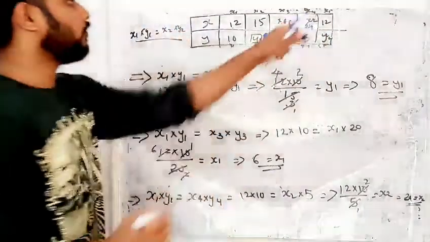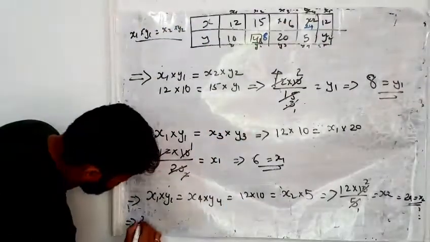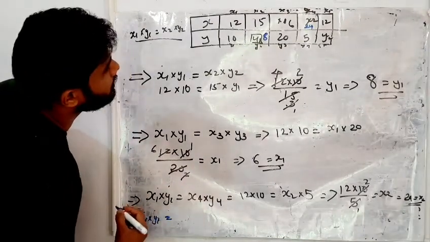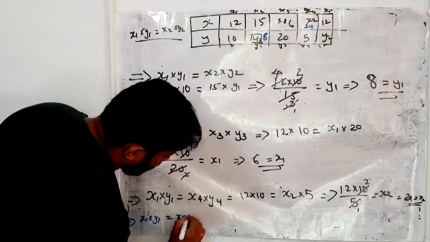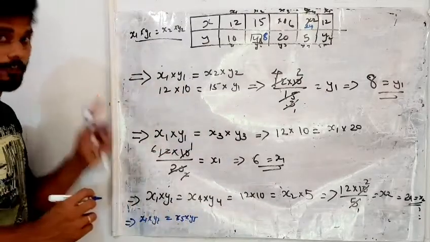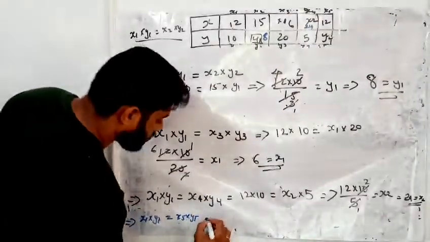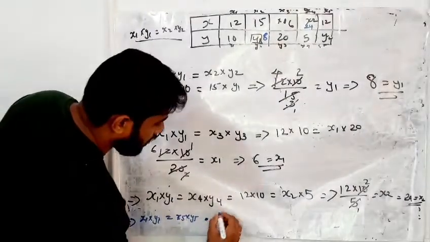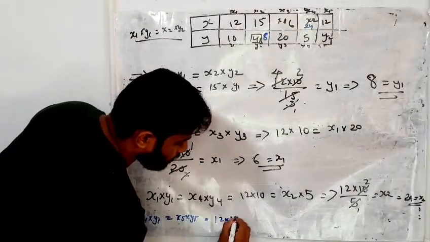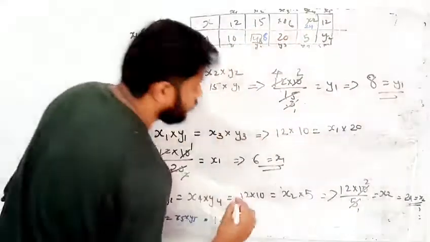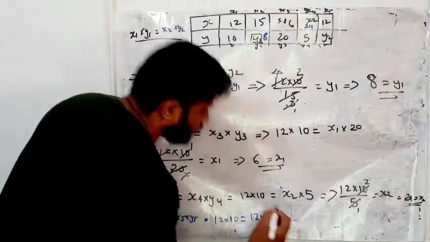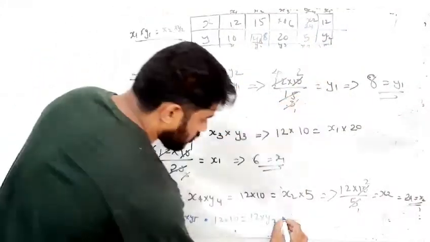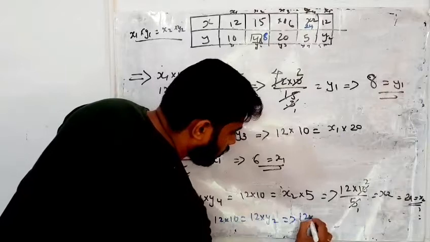24. Now the last step: x1 into y1, which is equal to how much? x5 into y5. If it is an inverse relationship, then we can use it like that. Always these two sides will be equal. Understood? So x1 into y1, 12 into 10, which is equal to 12 into y2. Here 12 is x5 and y2 is y5. Okay, so which is equal to 12 into 10.